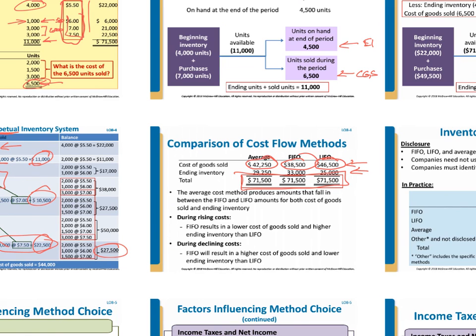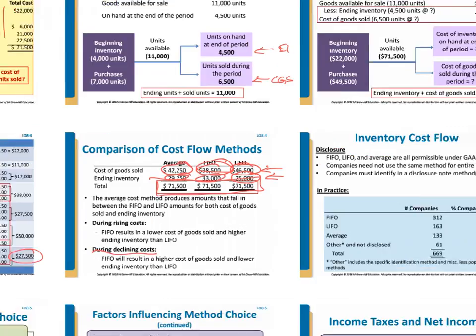And then ending inventory, same sort of situation here. Ending inventory is going to be the lowest under LIFO because cost of goods sold is the highest, and it's going to be the highest under FIFO because cost of goods sold is the lowest. And then you have a right in the middle approach here for weighted average. Notice that that would reverse if we were in a period of declining costs. LIFO and FIFO would be just the opposite.